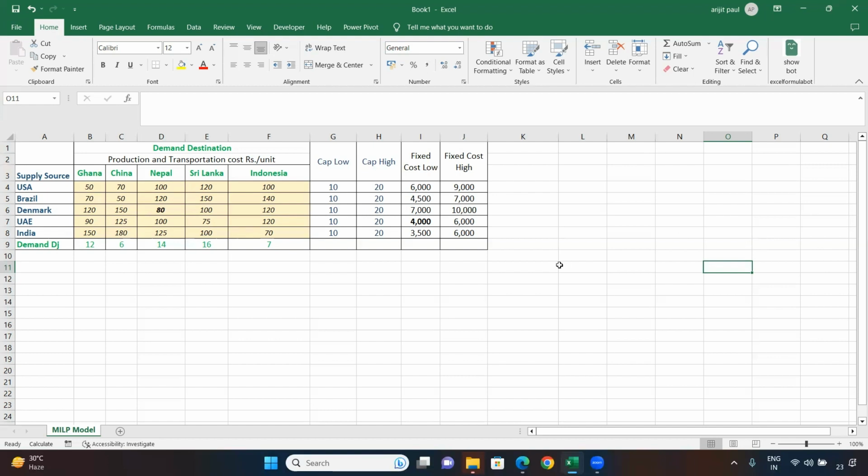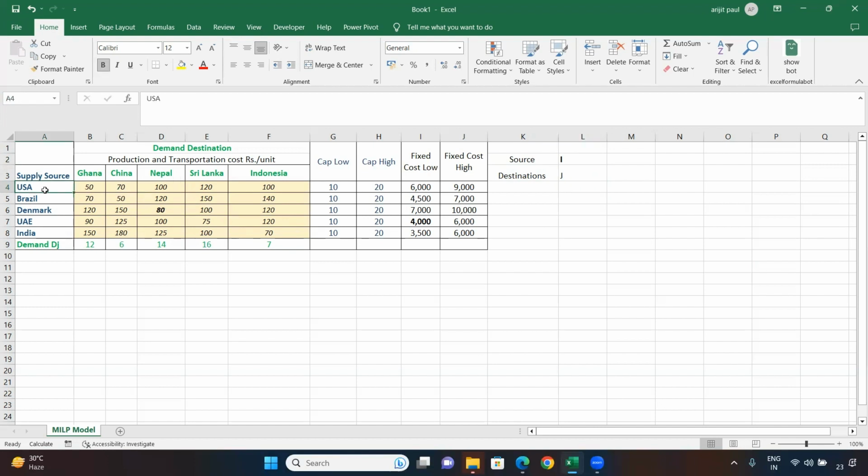Okay. So as we discussed in our previous session, session number 7, this is our source. Source means where we are going to set up our plant. And these are our markets or the destinations. Now source, we are going to represent as I. And destinations, we are going to represent as J.